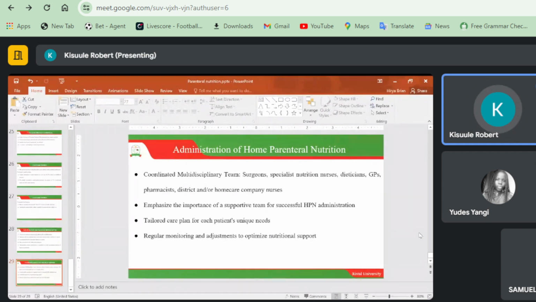This is what I told us earlier, that we have to look at the needs of that particular client or that particular individual. What are they suffering from? What disease, what condition are you trying to counteract? That is how best we can give this support to an individual. Also, regular monitoring and adjustment to optimize nutrition support.